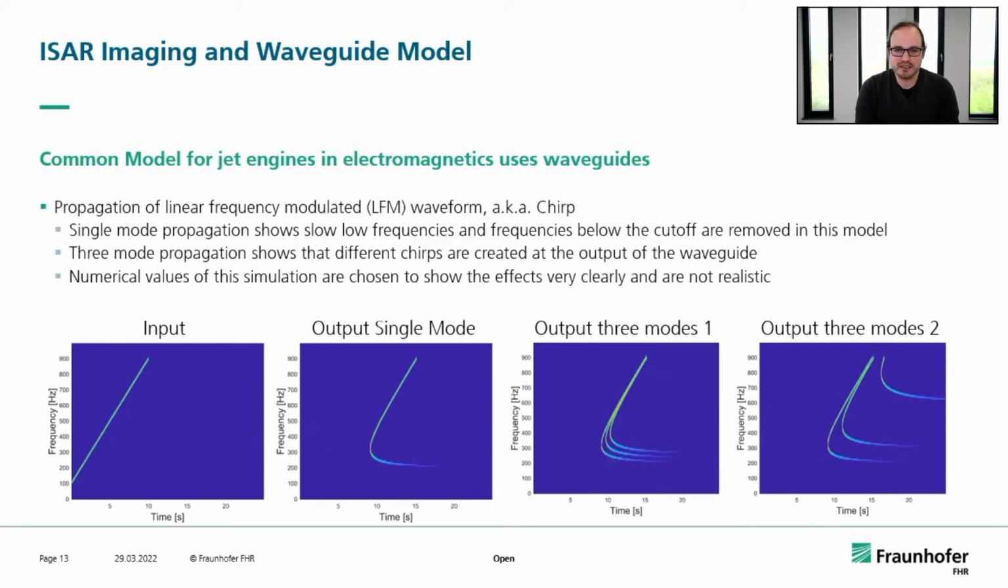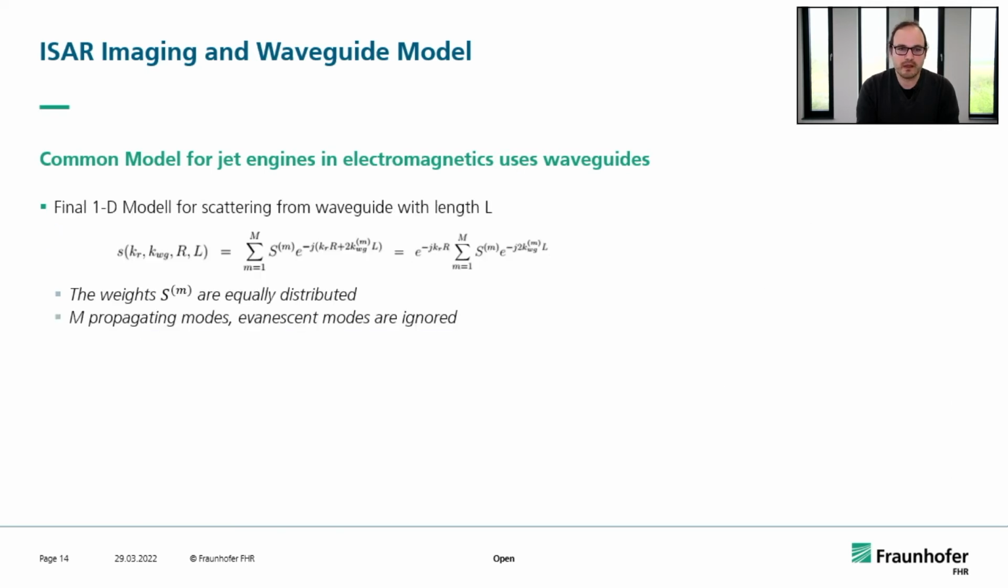That's the basic idea of this model. And to bring this into the ISAR equation, we use a corrective term in the end that we can see here. In this case it's 1D, so we have only k at a certain range, there's no kx and ky, and it's weighted by the magnitude of the modes. Then we have the waveguide wave number, kwg, of all the modes, propagating to the end of the waveguide and back. L is the length of the waveguide.